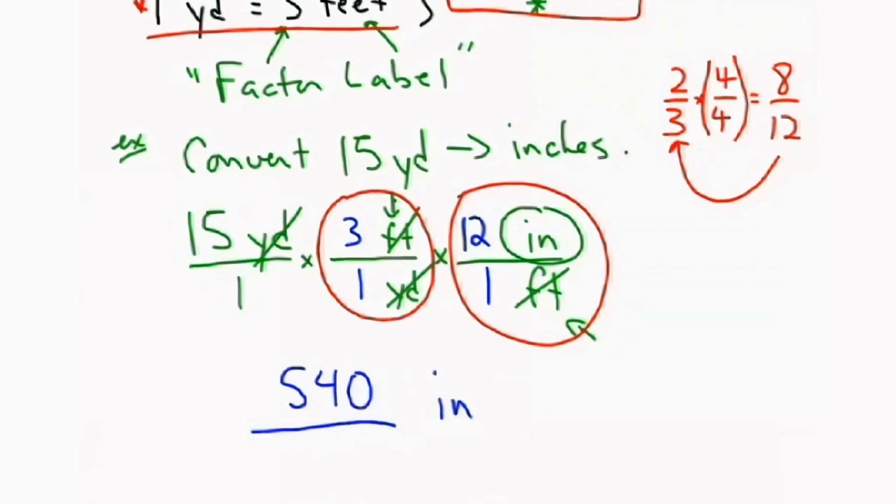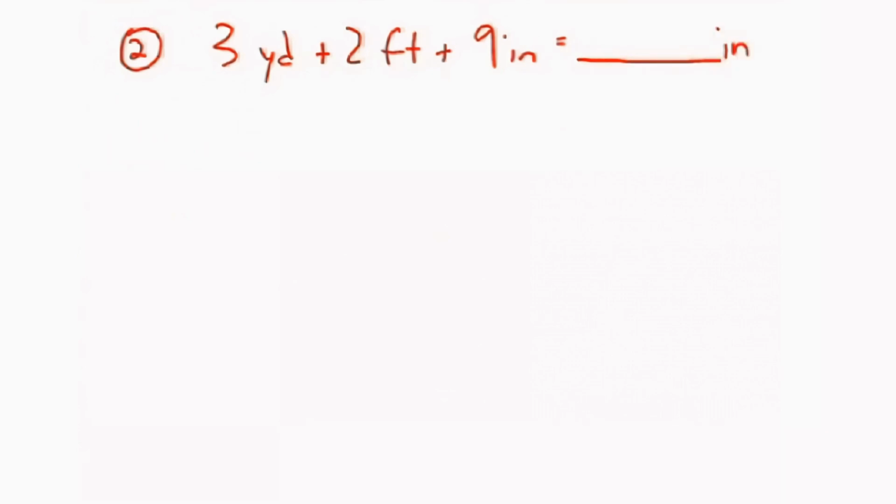So let's take a look at another example where we want to convert 3 yards plus 2 feet plus 9 inches, and I want to make that into a total measurement in inches. So I can start with the 9 inches if I want to get one measurement in inches. Well, I don't have to do anything with the 9 inches because it's already in inches.